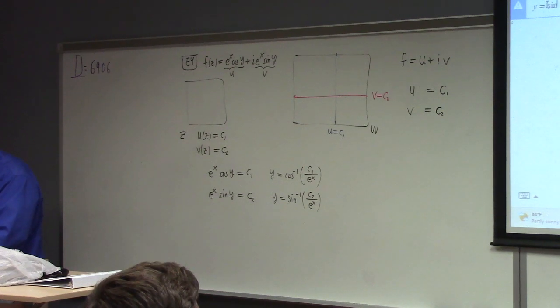Oh man. b divided by e to the x. Add slider, yes please. And look at that. See where they meet?